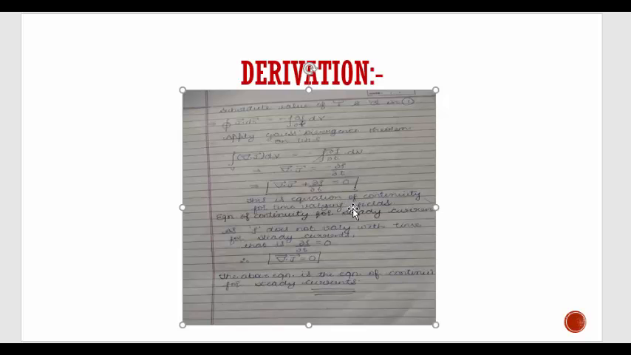For the steady current, del rho upon del t is equal to 0. If del rho upon del t is equal to 0, then the above equation becomes del dot J is equal to 0, and this is the equation of continuity for the static field.